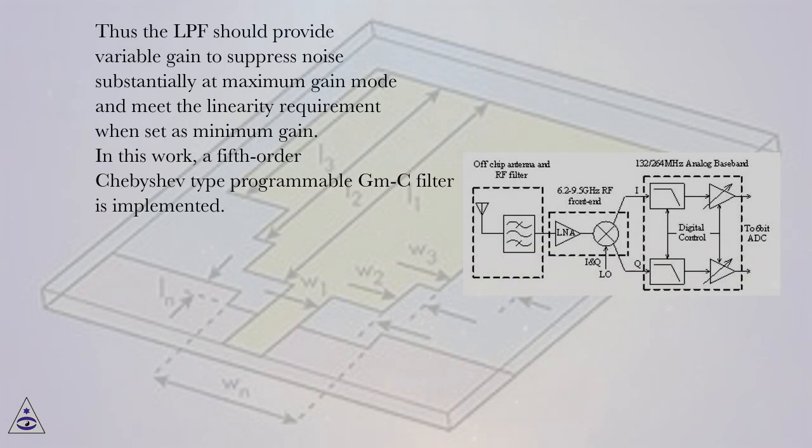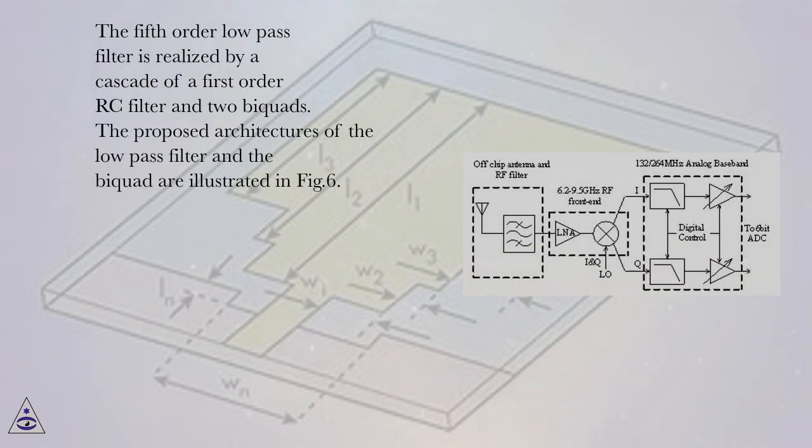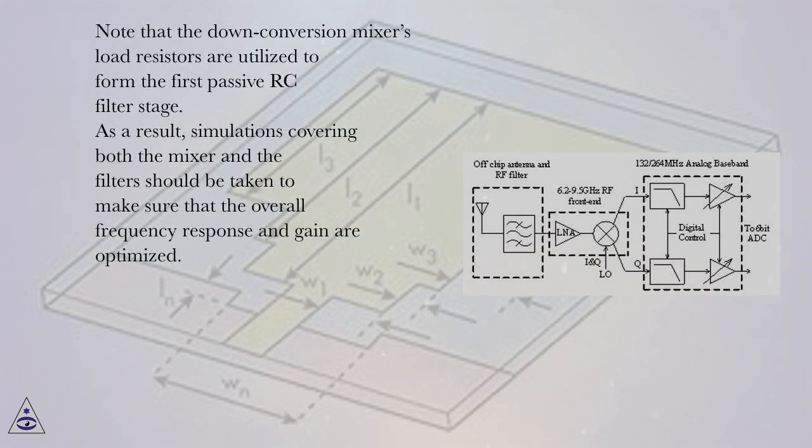In this work, a fifth-order Chebyshev type programmable GMC filter is implemented. The fifth-order low-pass filter is realized by a cascade of a first-order RC filter and two biquads. The proposed architectures of the low-pass filter and the biquad are illustrated in Fig.6. Note that the down conversion mixer's load resistors are utilized to form the first passive RC filter stage. As a result, simulations covering both the mixer and the filters should be taken to make sure that the overall frequency response and gain are optimized.